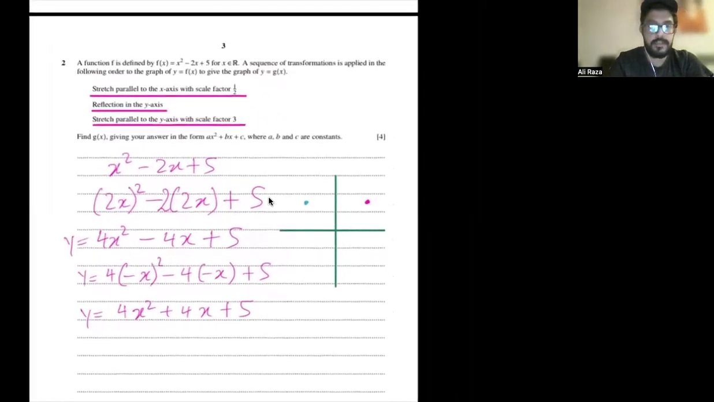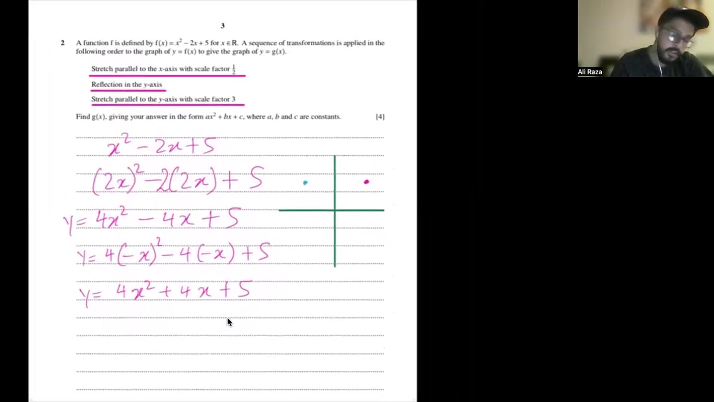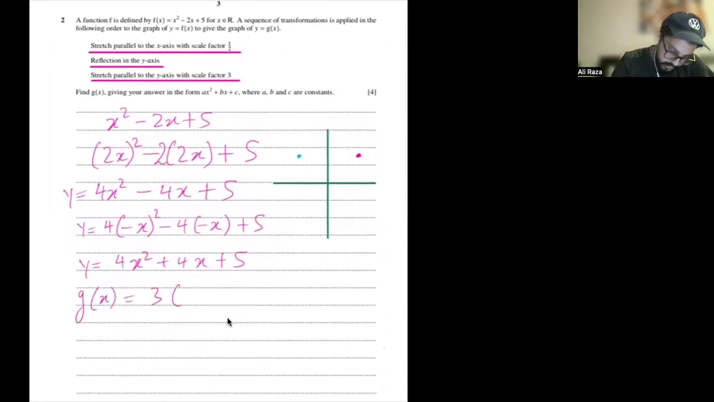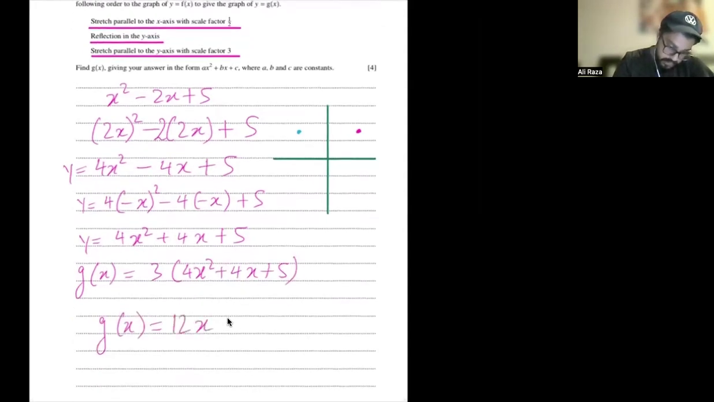And for the last part, we have a stretch parallel to the y-axis with a scale factor of 3. So all the y values get multiplied by a factor of 3. So g(x) comes out to be 3 times the y equation we have. So the equation for the function g(x) comes out to be 12x squared plus 12x plus 15.